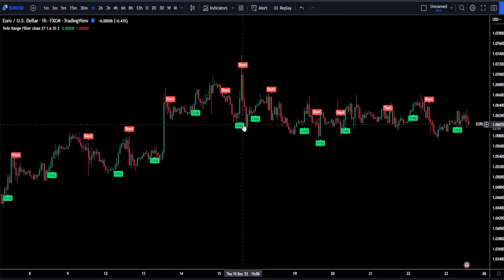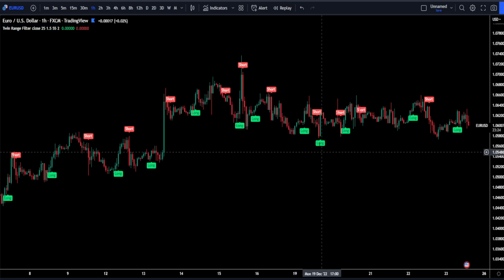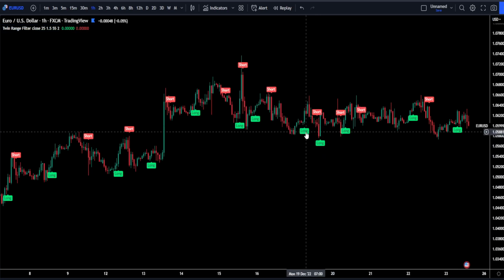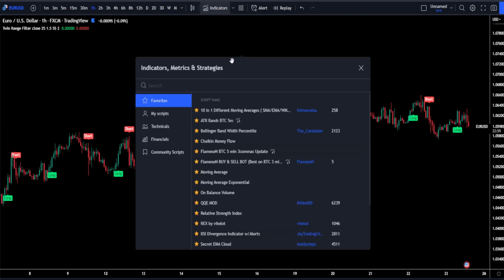Now we're going to be accessing this indicator's settings, and to do so you can just double click on it, then head over to your inputs tab, and we're going to be changing the fast period from 27 to 25 and our fast range from 1.6 to 1.5. So this indicator will be our entry confirmation indicator. When it gives a long signal we buy, and when it gives a short signal we sell. It's pretty self-explanatory.